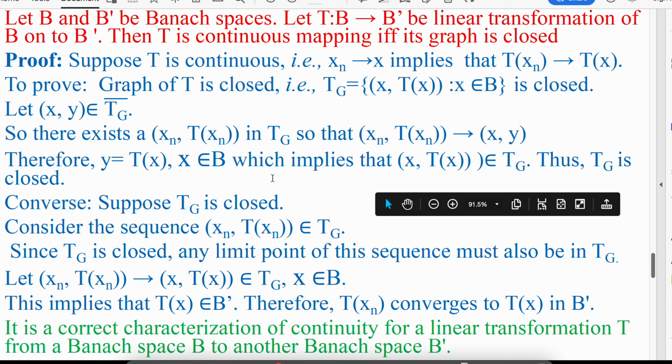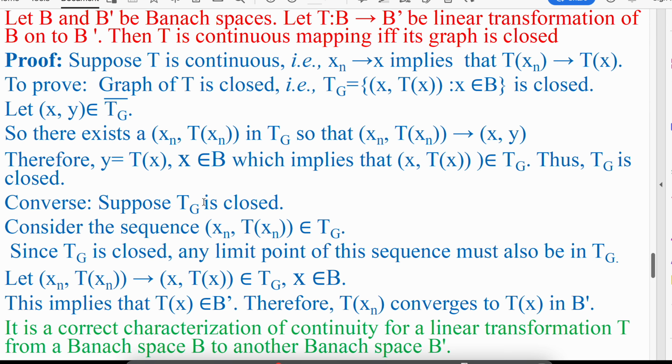Now consider the sequence (xn, Txn) in the graph of T. It is the sequence of ordered pairs, xn and its image under T, which belongs to the graph of T. Now it is given to us that the graph of T is closed. It means any limit point of this sequence must also belong to the graph of T.